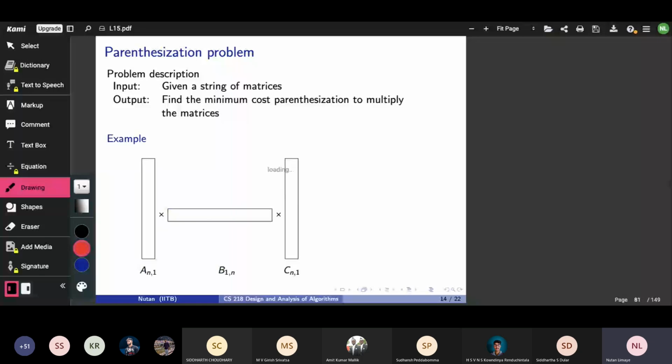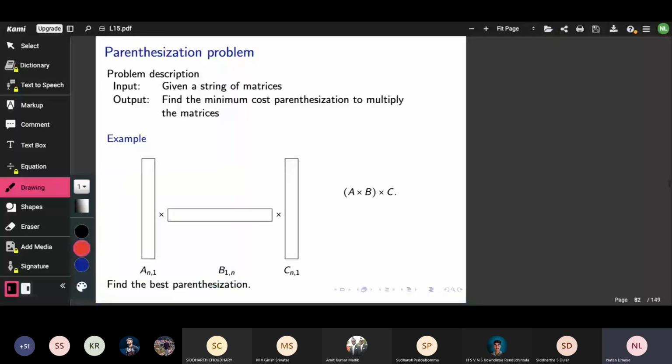Imagine you had these 3 matrices. A is an n cross 1 matrix, so it's like a column vector. B is a 1 cross n matrix, so it's a row vector. And C is a column vector again.